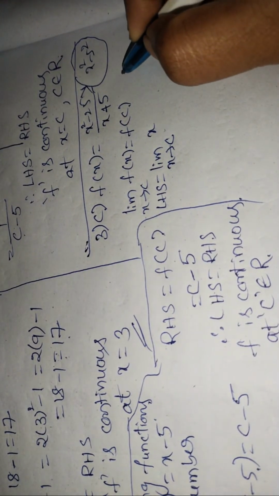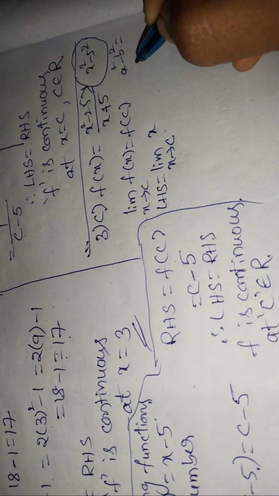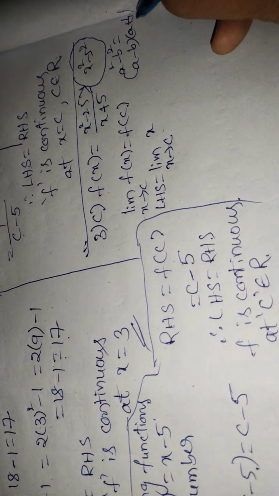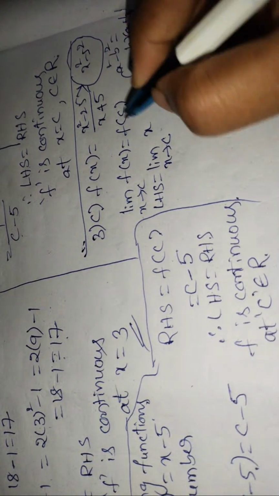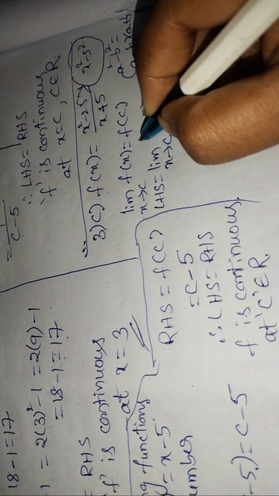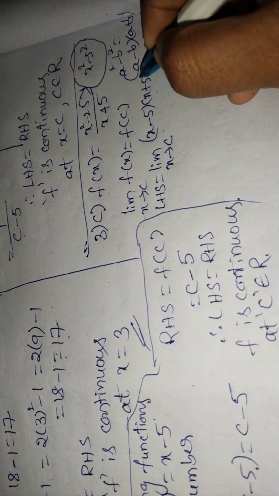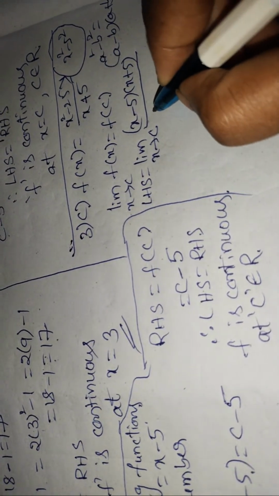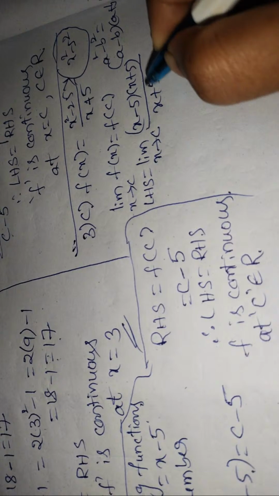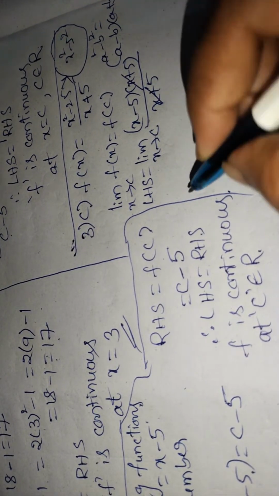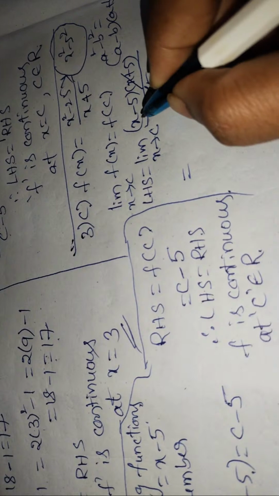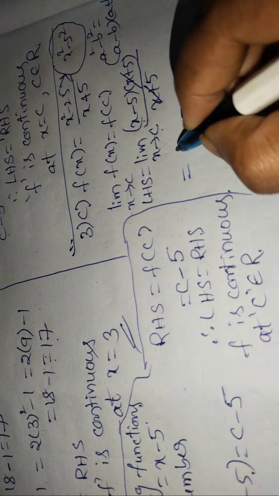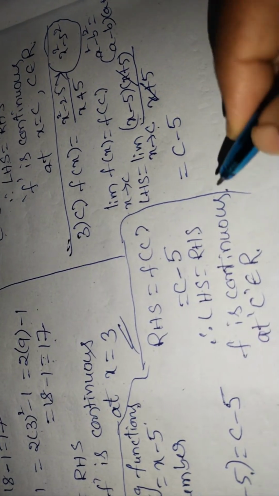So then it will become a square minus b square. What is the formula for this? A minus b into a plus b. I will use this formula here. So x minus 5 into x plus 5. I used here the a square minus b square formula, divided by x plus 5. So here x plus 5, here x plus 5 cancel. Now in the remaining function, I will write c in the place of x. So c minus 5, it is LHS.